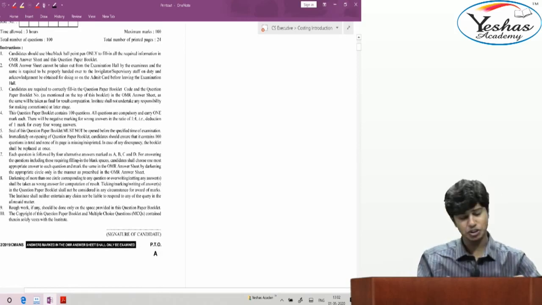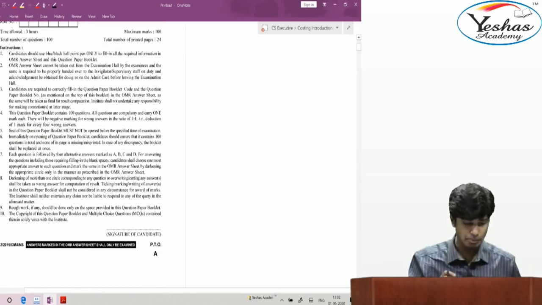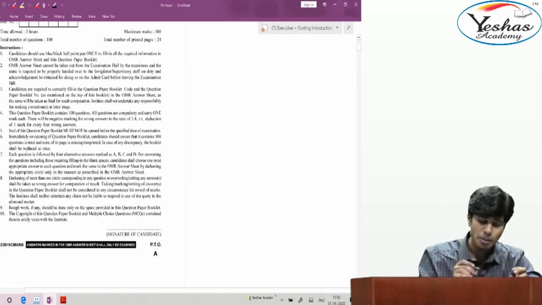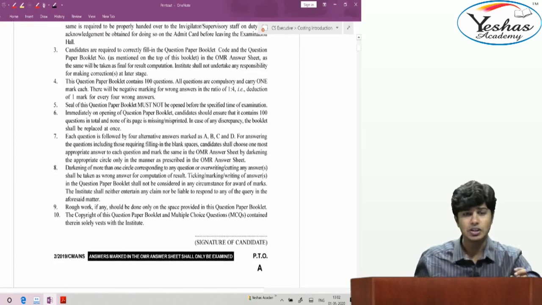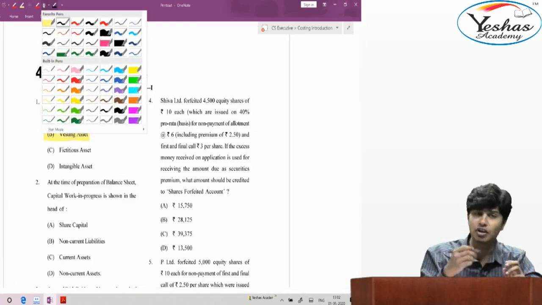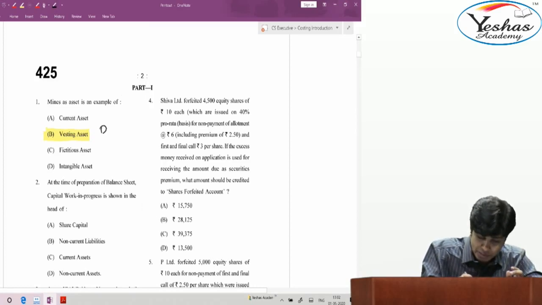First question. Mines as an asset is an example of what? Mines are natural resources. Mines are called wasting assets. So these assets will be depreciated very differently. The method of depreciation that we're going to use is called the depletion method.